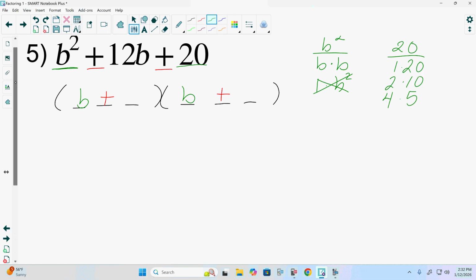Questions on any of this here? Which set of factors do we want to try first? 4 and 5.